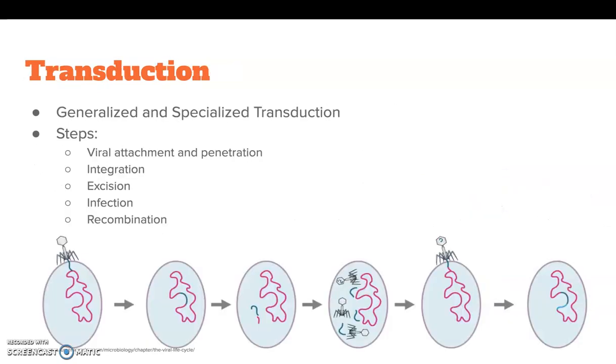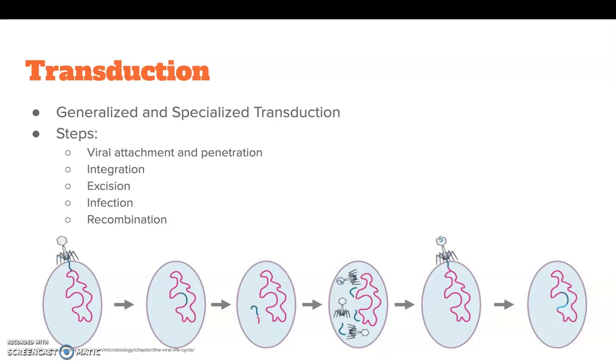The last step is transduction. Transduction occurs when a bacterial phage transfers bacterial DNA from one bacterium to another during sequential infections. There are two types of transduction, specialized and generalized. Specialized transduction occurs at the end of the lysogenic cycle when the prophage is excised and the bacterial phage enters the lytic cycle. Generalized transduction occurs when a random piece of bacterial chromosomal DNA is transferred by the phage during the lytic cycle.